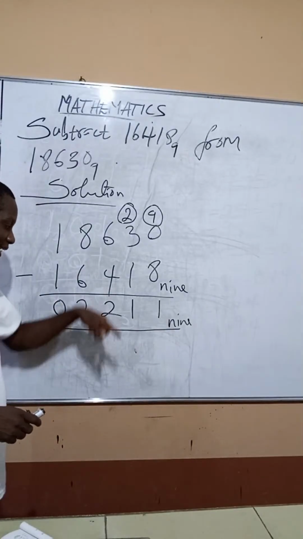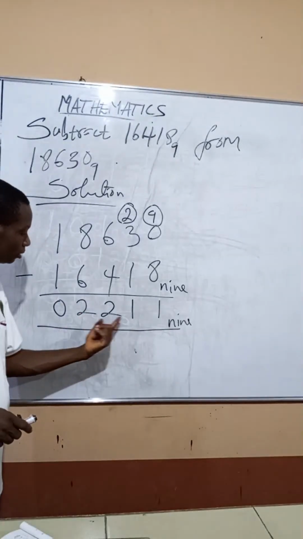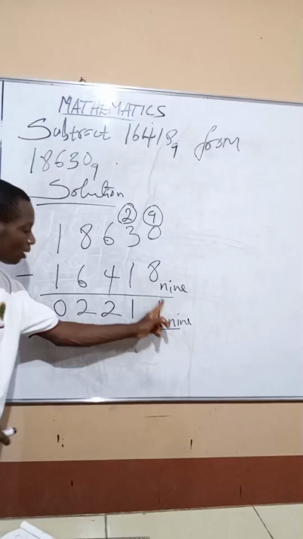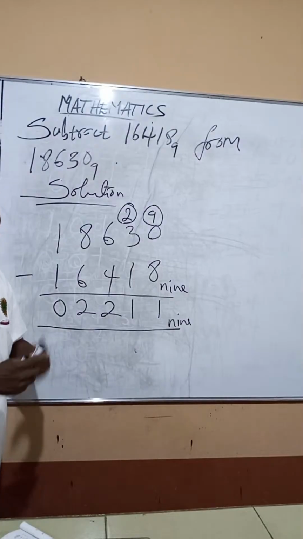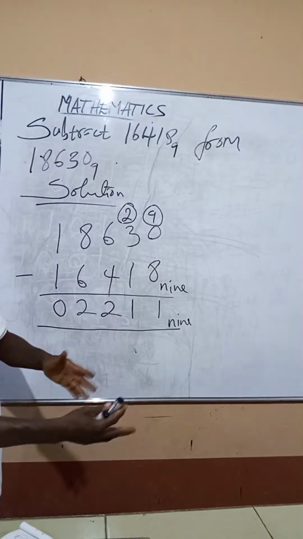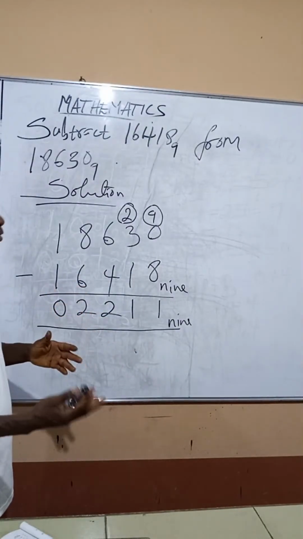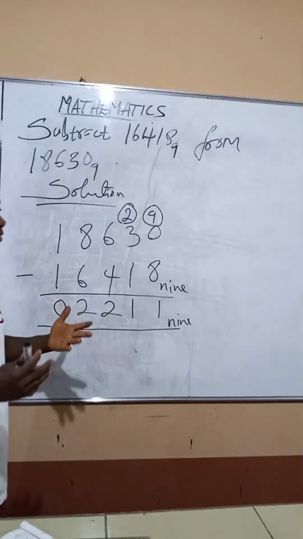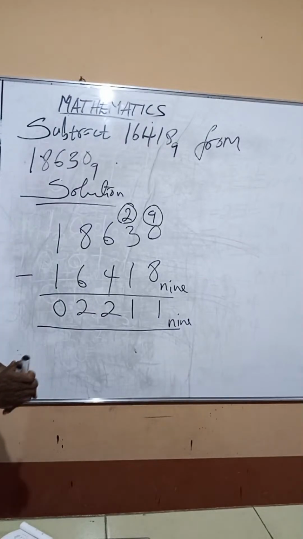Instead of saying 2000, because the base here is 9, it must be pronounced with respect to 9, not with respect to tens, units, thousands. Those units are for base 10. Please take notes. This is how to handle this kind of question.